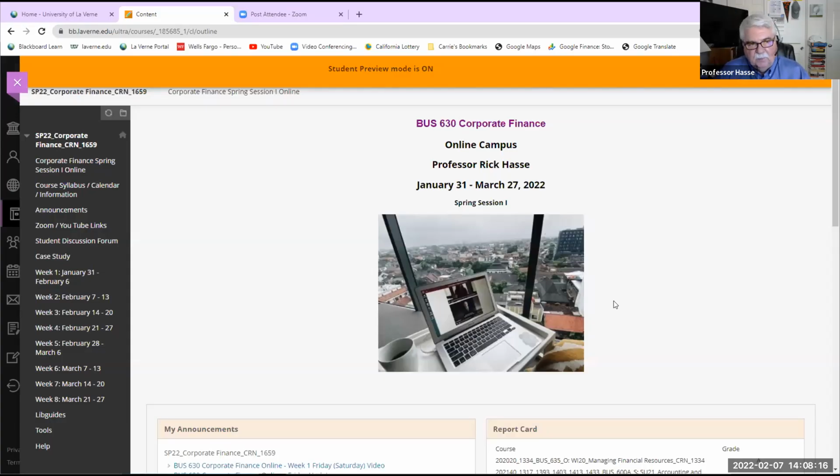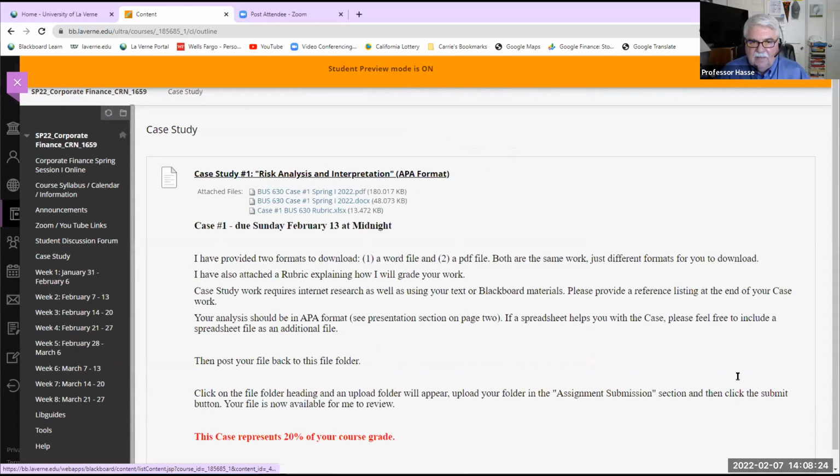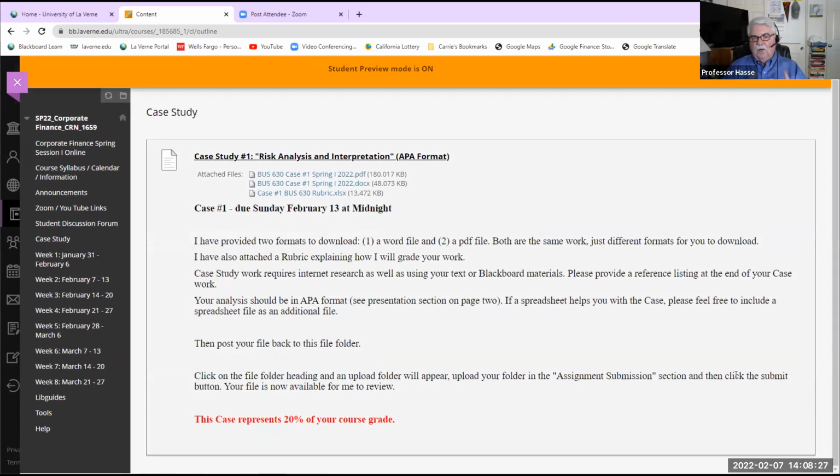The next big thing this week is posted in your case study file folder in Blackboard. If you click on case study, you'll see the case study file folder, which you'll upload your work to this week by next Sunday, February 13th at midnight. This case represents 20% of your grade, and the case is entitled Risk Analysis and Interpretation.